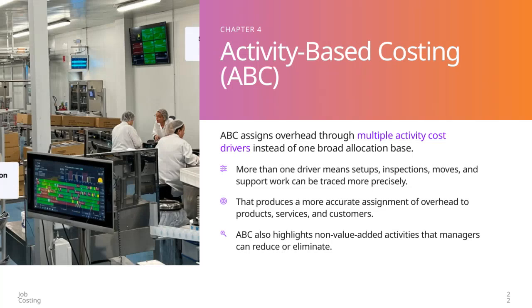Now, let's dive into Chapter 4, which focuses on activity-based costing, or ABC. Unlike traditional costing methods that use a single broad allocation base for overhead, ABC assigns overhead costs through multiple activity cost drivers. This means that specific activities like setups, inspections, moves, and support work are traced individually, allowing for a much more precise allocation of overhead.